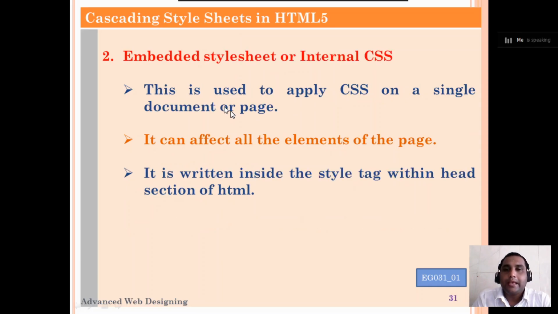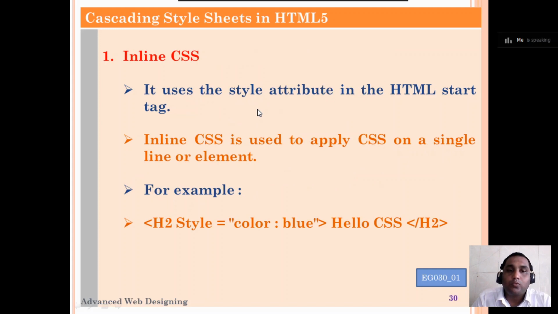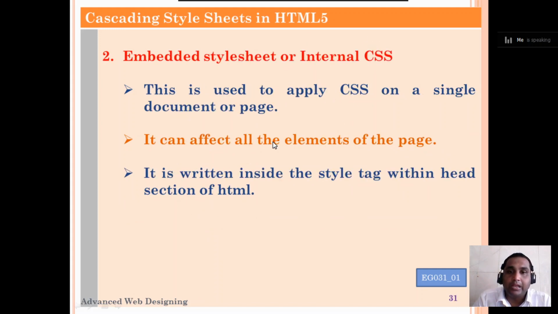Next, let us understand internal CSS: inline, internal and external. Internal is also said to be embedded. This is used to apply CSS on a single document or a page. Inline is on a single tag, internal is on a single document, and external is on multiple documents. Keep this statement in mind: inline to a single HTML element, internal to a single HTML document, and external to multiple HTML documents.